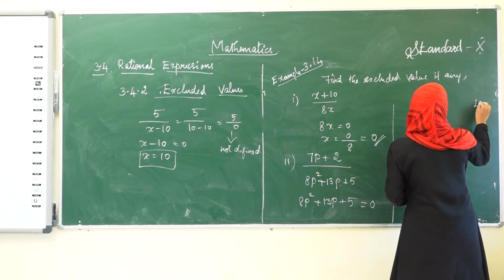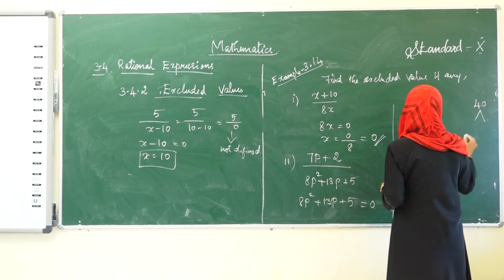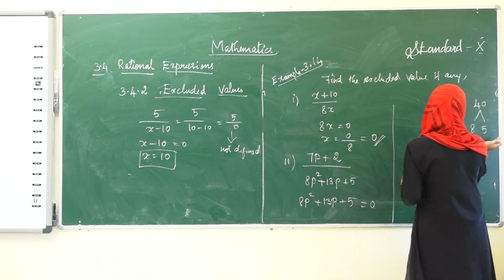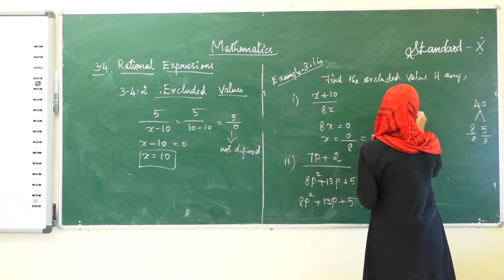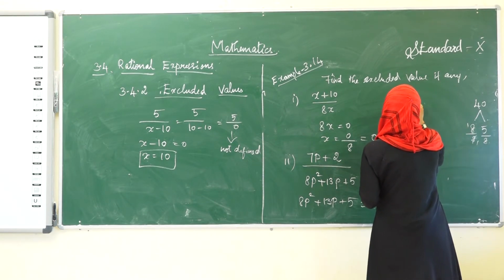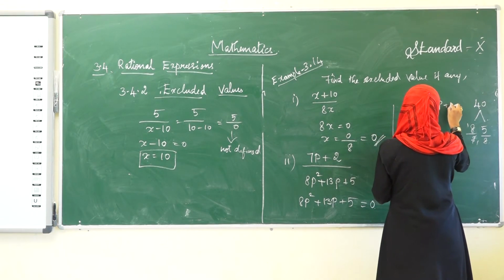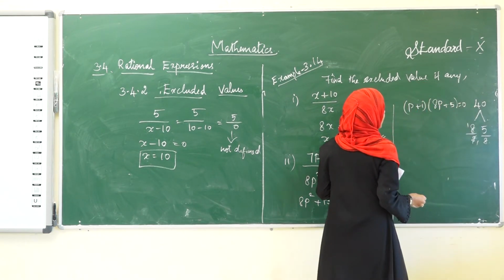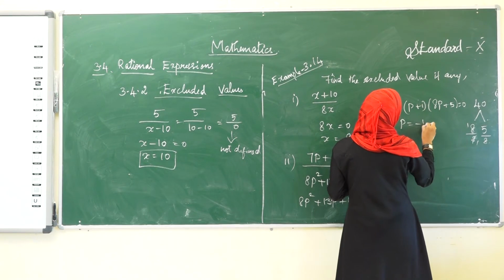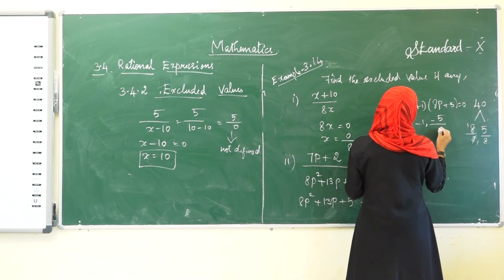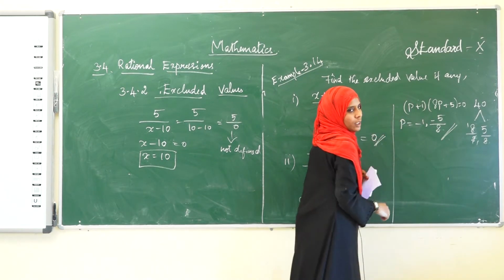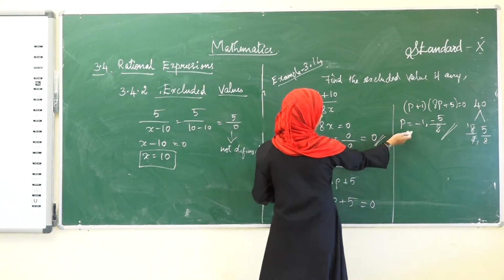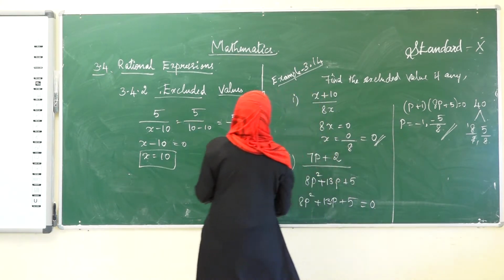8 into 5 is 40. While adding, we get 13, so the factors are 8 and 5. Therefore, p plus 1 into 8p plus 5 equal to 0. Therefore, what's the value of p? p will be equal to minus 1, comma, minus 5 divided by 8. Therefore, these two are the excluded values of this given rational expression. We have two excluded values, that is minus 1, comma, minus 5 divided by 8.